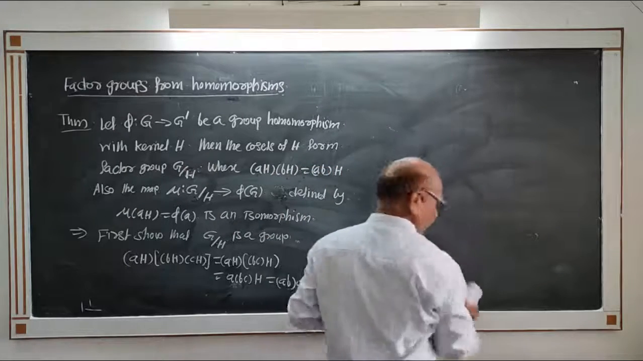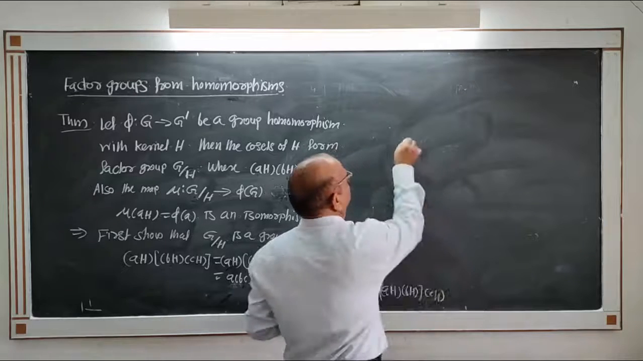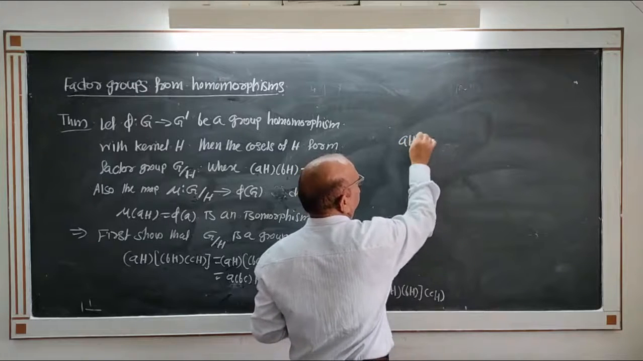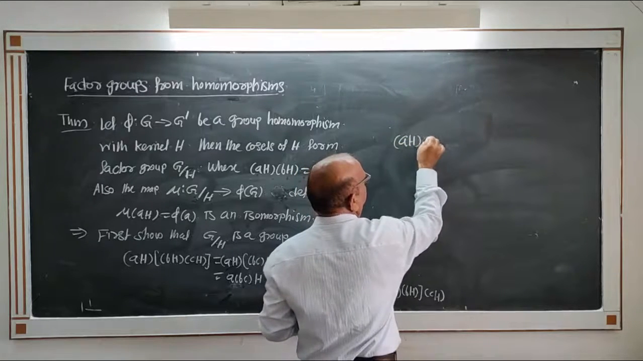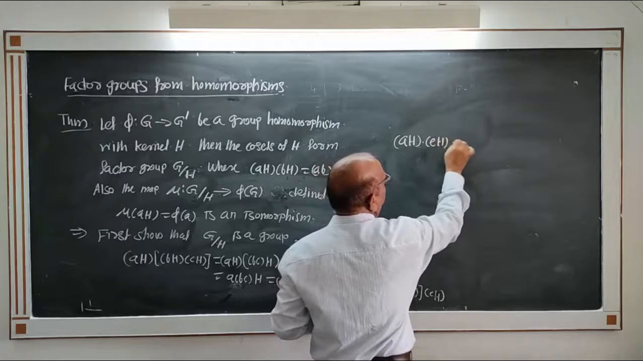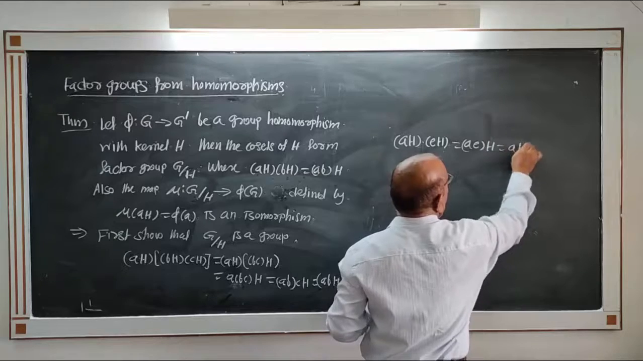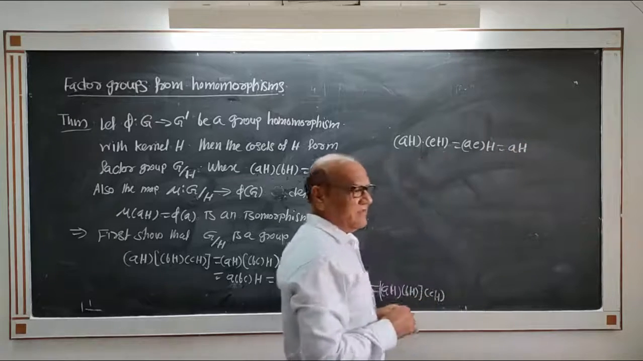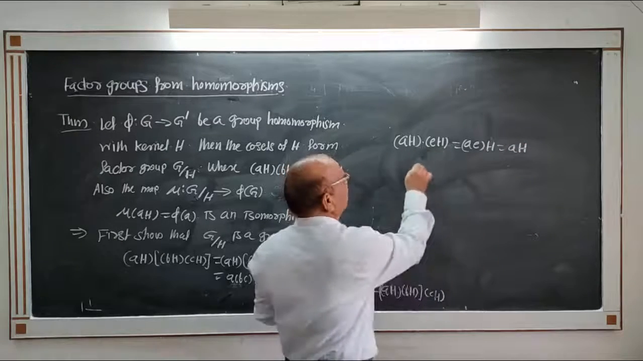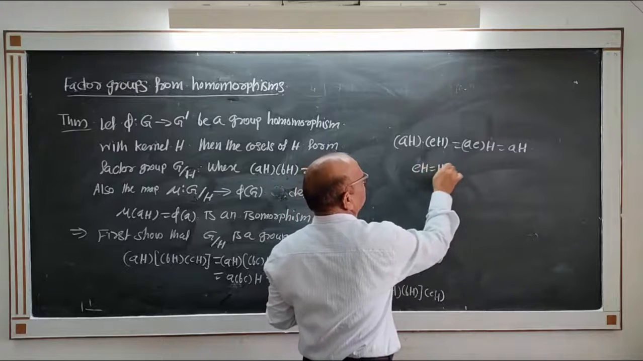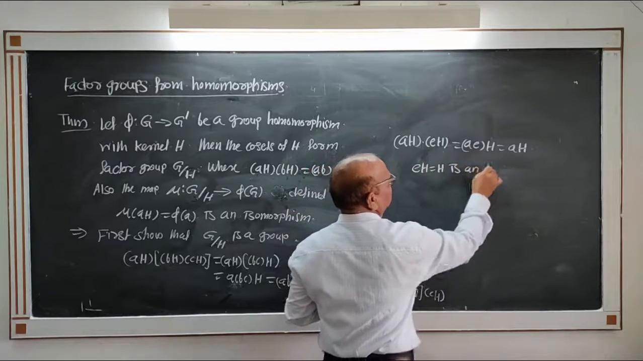Again, here aH into eH is equal to aeH, and this is aH. Here eH is equal to H, which is the identity.